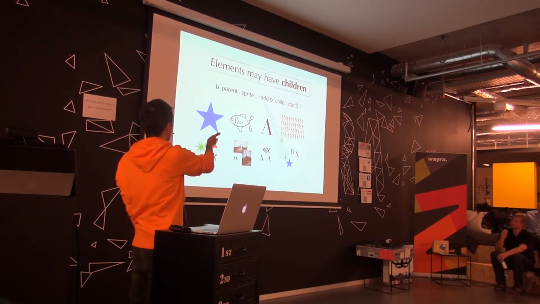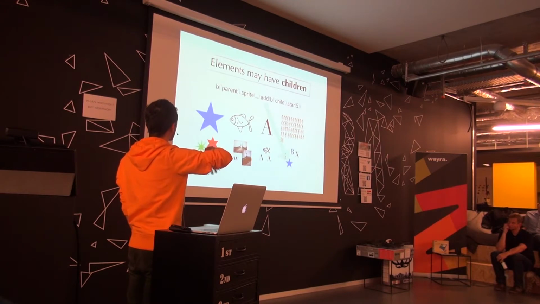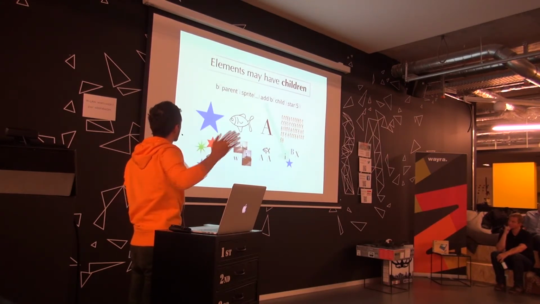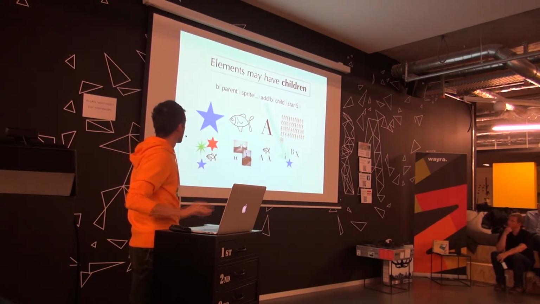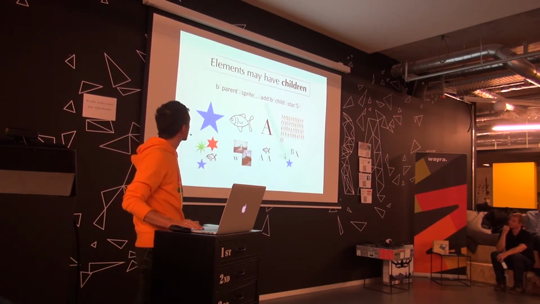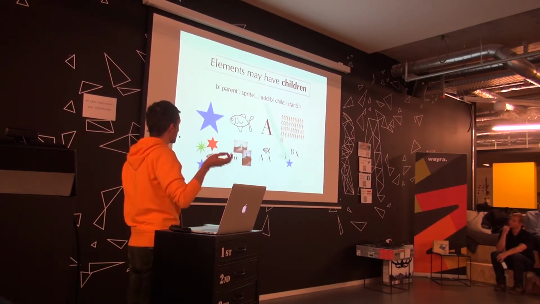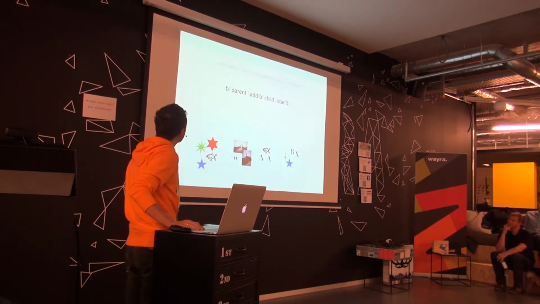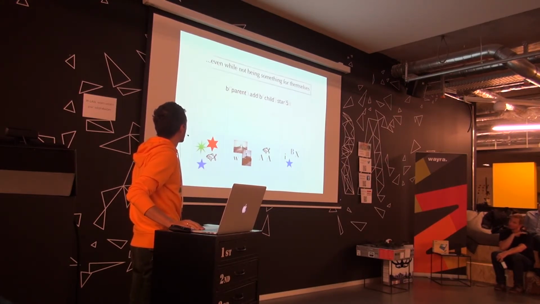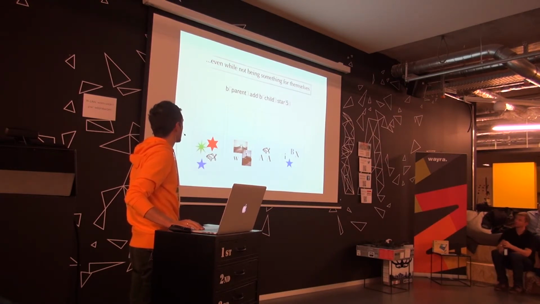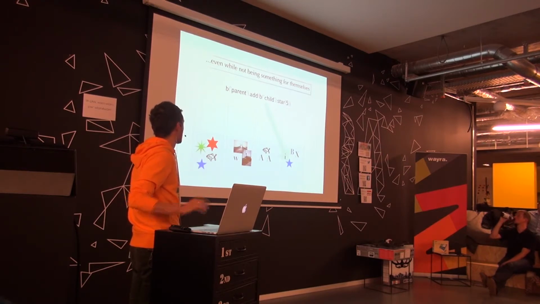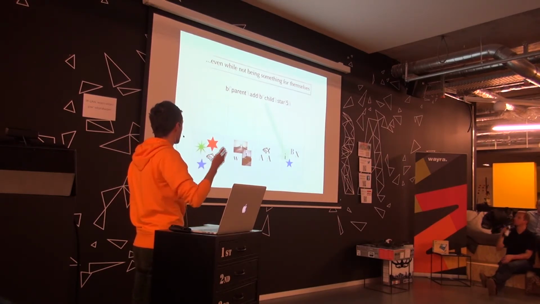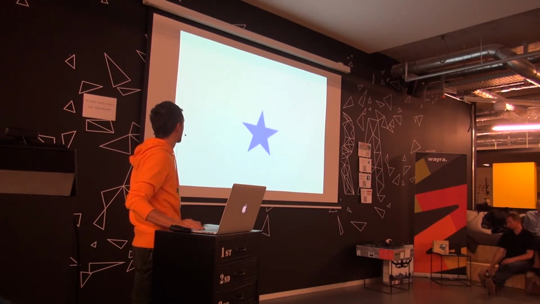For example, this star here may be constructed something like this, just by adding a child to a sprite element. It's a bit weird, but you may do it. So the elements may be empty but have children, and the same star is here. You add it as a child to an empty element, and it's okay.